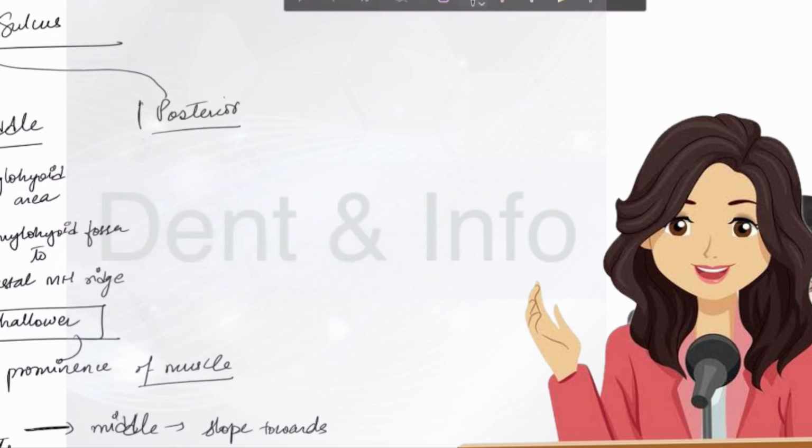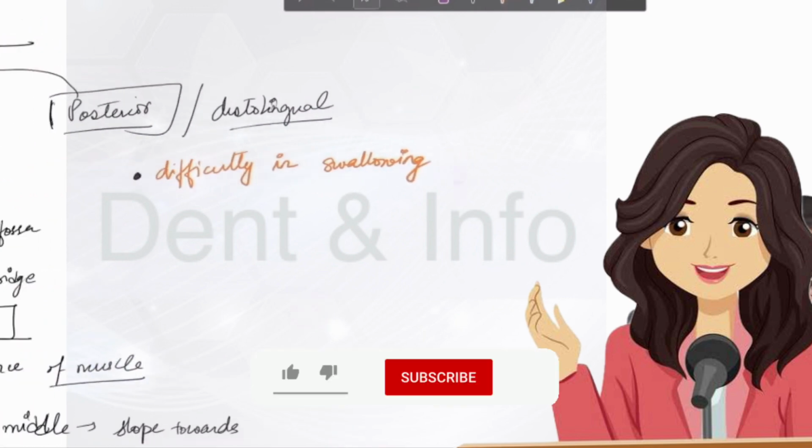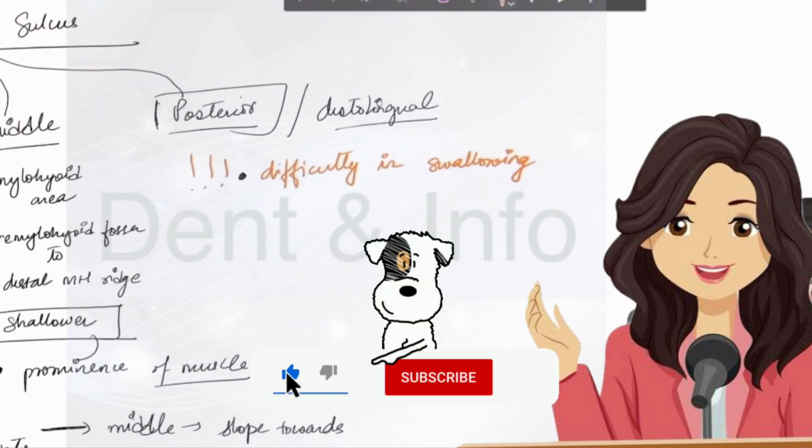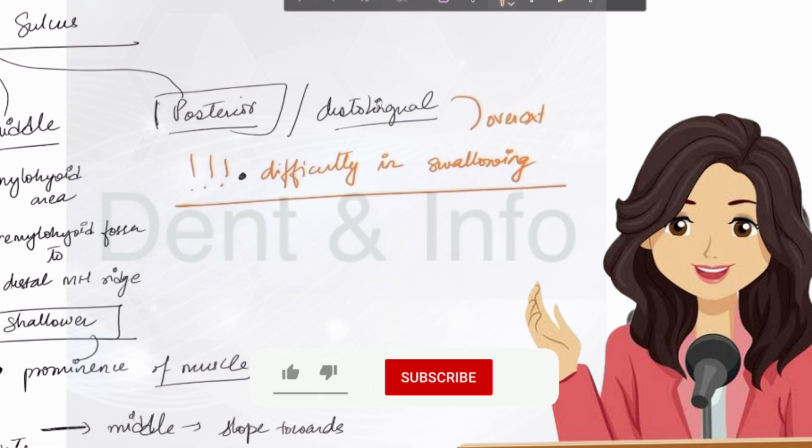And coming to the distal or the distolingual, the posterior part, also called the distolingual part. I'm just straightforwardly giving you one question here, which comes very commonly. Any overextension here will do what? What is the alarming point here? Just think over it, what will happen? Difficulty in swallowing. Any overextension in the distolingual area is very alarming. It leads to difficulty in swallowing.